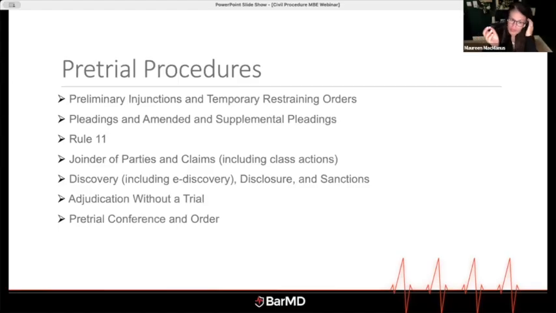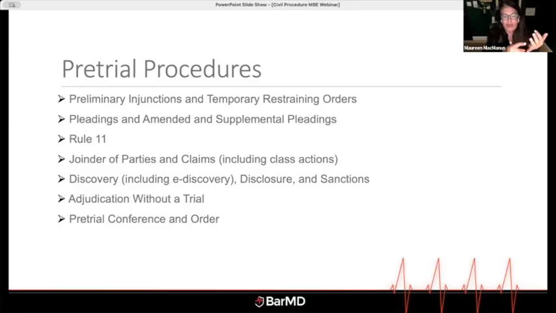Next, pretrial procedures. So with pretrial procedures, this is a huge topic and it's really varied. With jurisdiction and venue, there's a bit of rhyme and reason to it. It's all sort of related. But with pretrial procedures, it's a big mix. And there's a few things that people miss a lot of in here, and some tips I'm going to give you just now. So first you have preliminary injunctions and TROs.